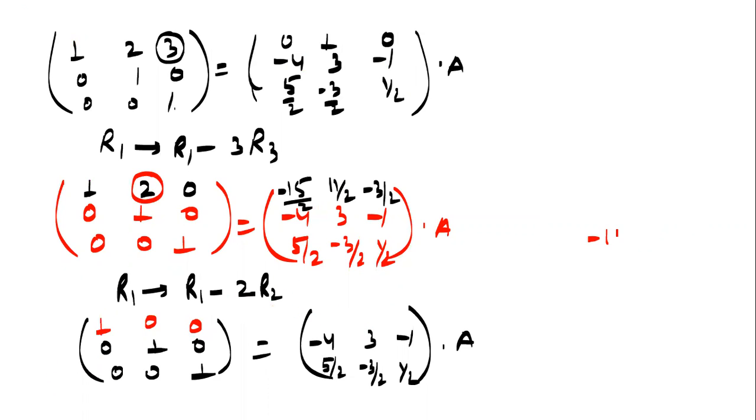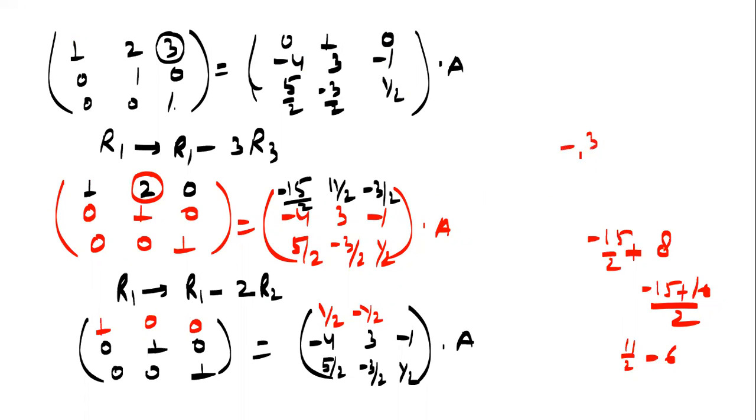Now, taking this, R1, that is minus 15/2 plus 2 into minus 4 and 8. That is minus 15 plus 16 over 2, that is 1/2. Similarly, 11/2 minus 6. That one is minus half. And it will become minus 3/2 plus 2 into 1. That is minus 3 plus 4 over 2, that is 1/2.